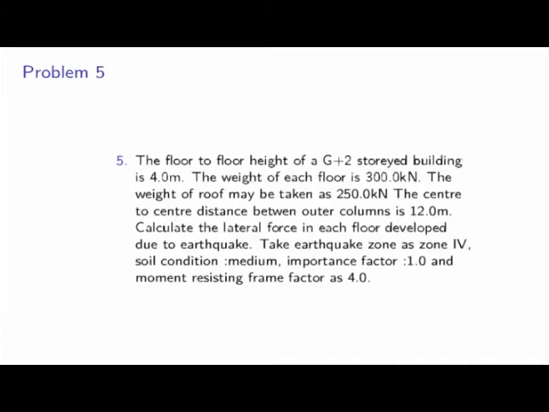So first floor, weight of the first floor, considering say your dead load, self weight, and then superimposed load, that is 300 kilonewton. Second floor also same value, but for roof you may take 250 kilonewton because live load may be less. The center distance between two outer columns is 12 meter.